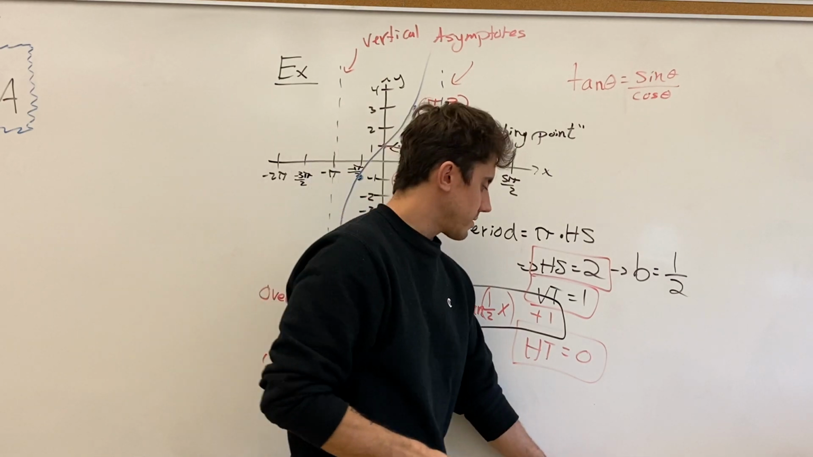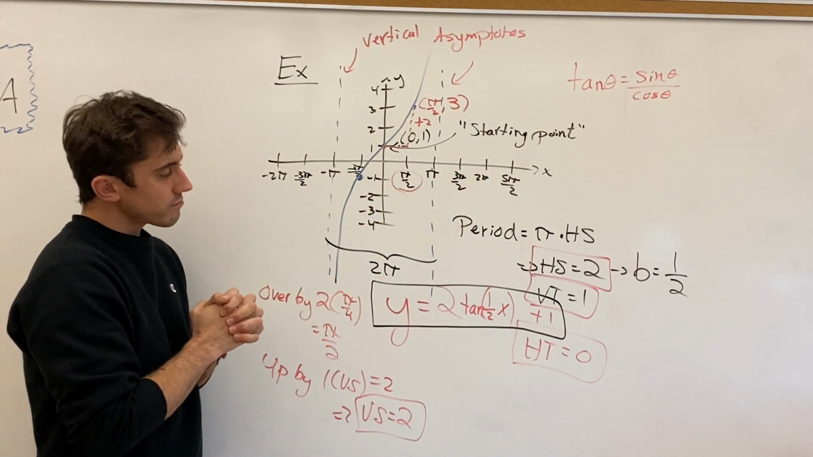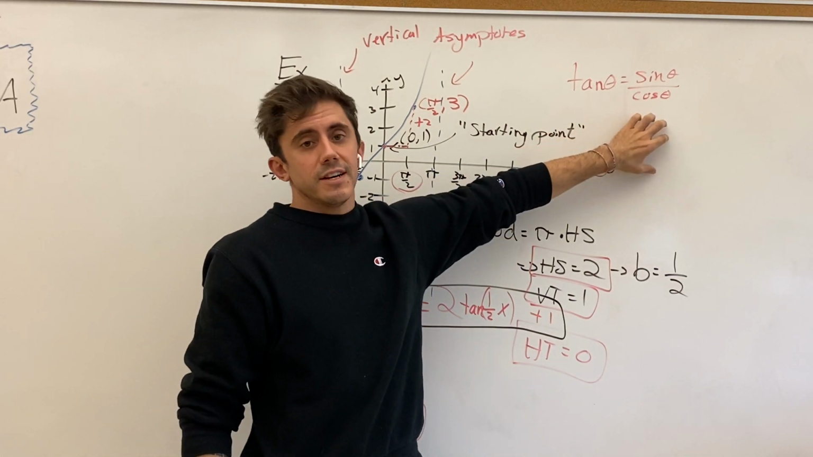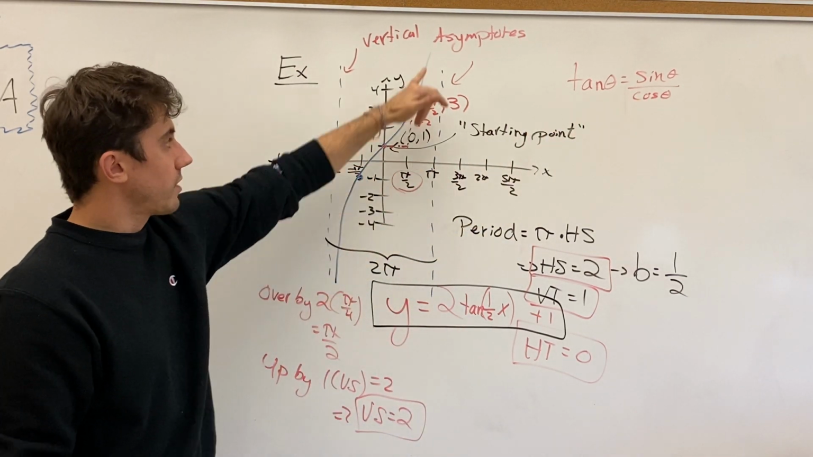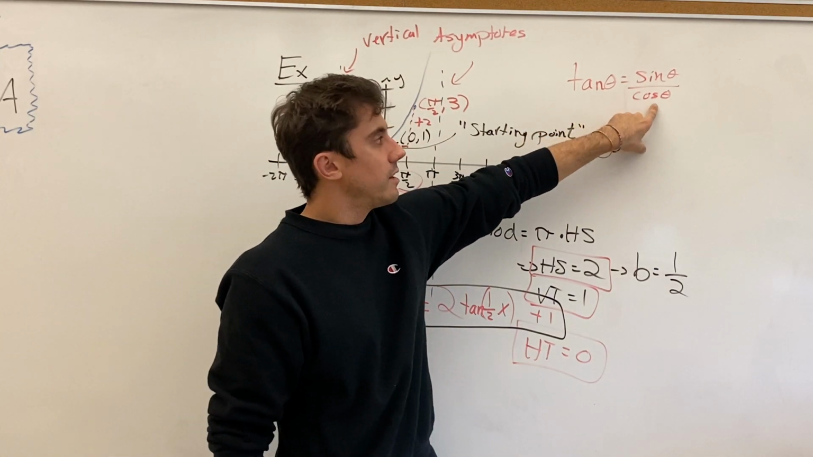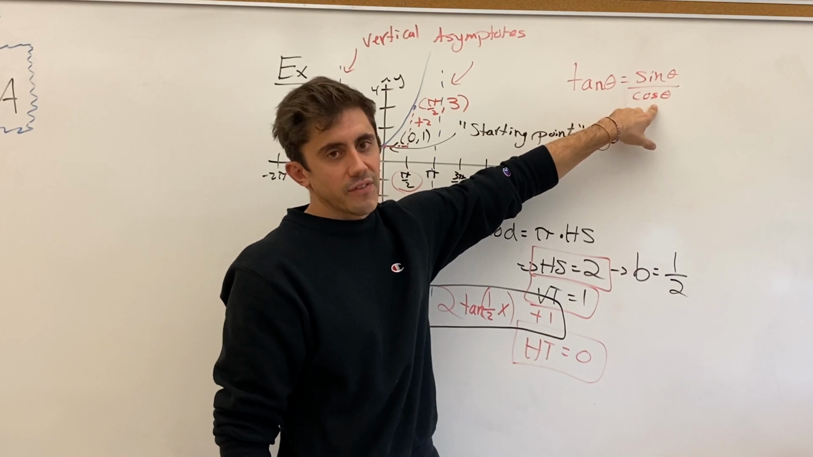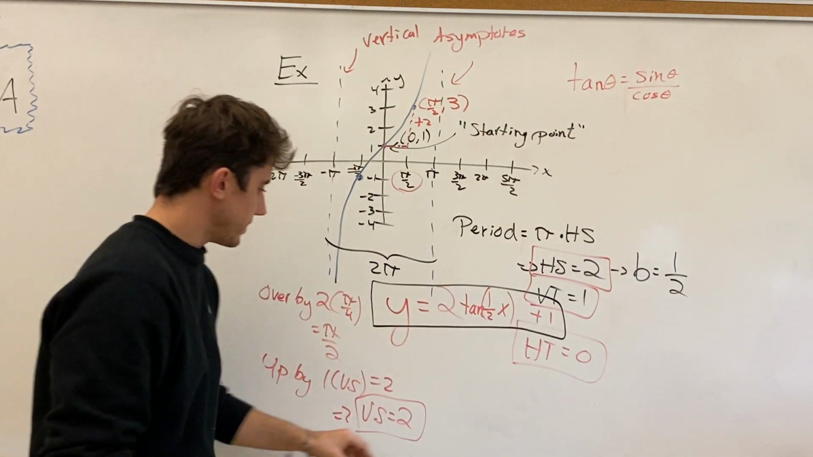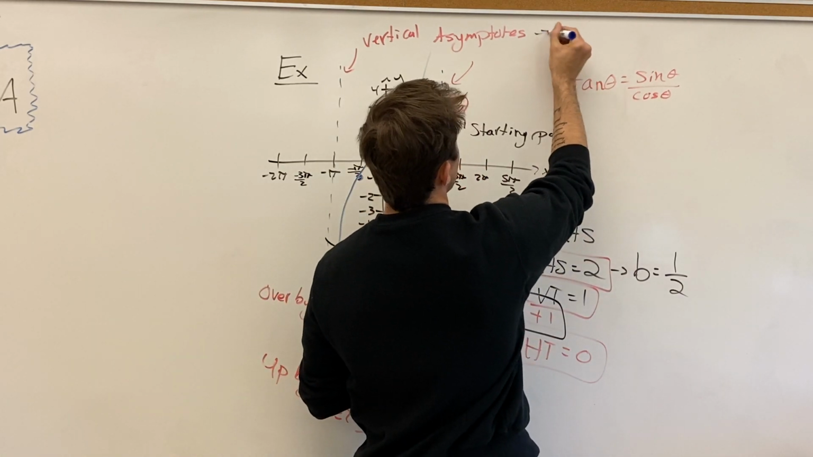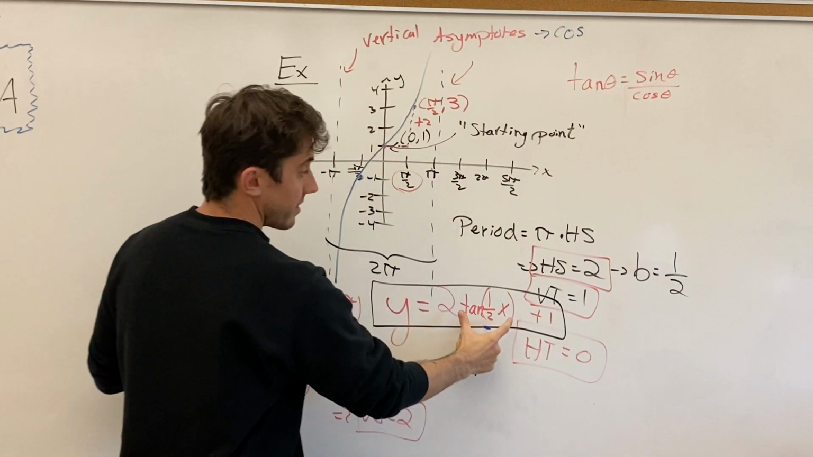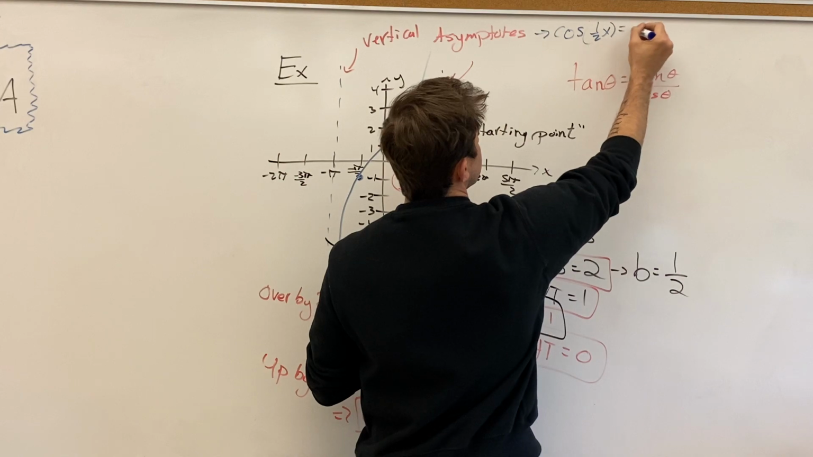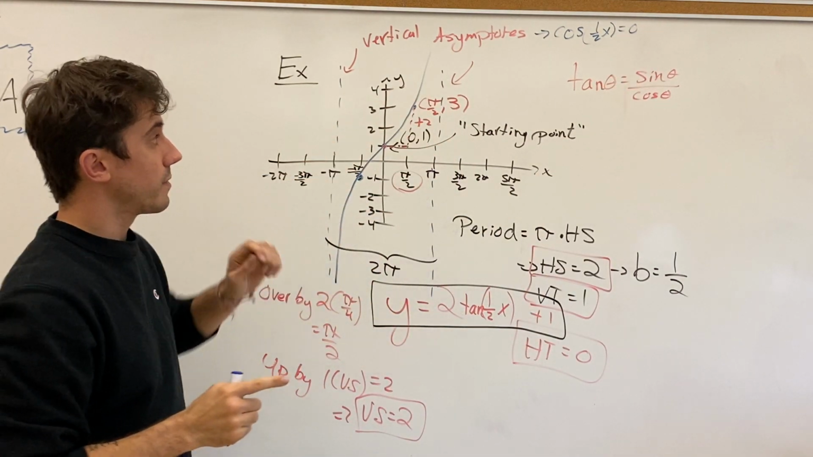I hope this helps. I hope you start seeing the connections between the graphs and the functions themselves. Again, a reminder of how tan is fundamentally written and where the vertical asymptotes come from. Namely, they come from where cos of whatever we're looking at takes on the value of 0. In this case, the asymptotes would be when cos of this stuff, so cos of 1/2 x, is equal to 0.